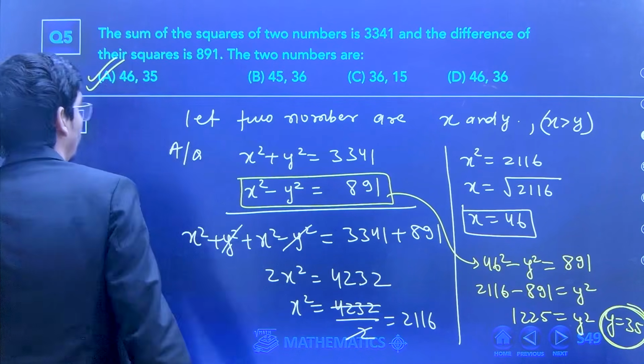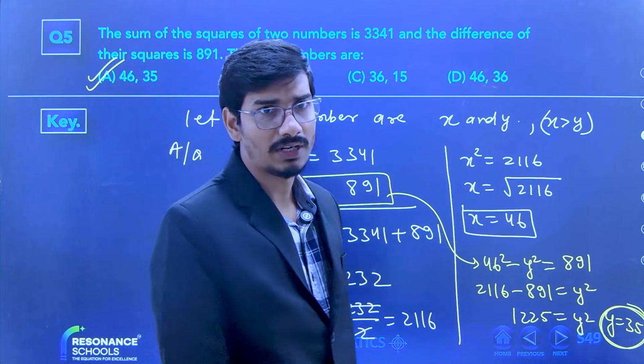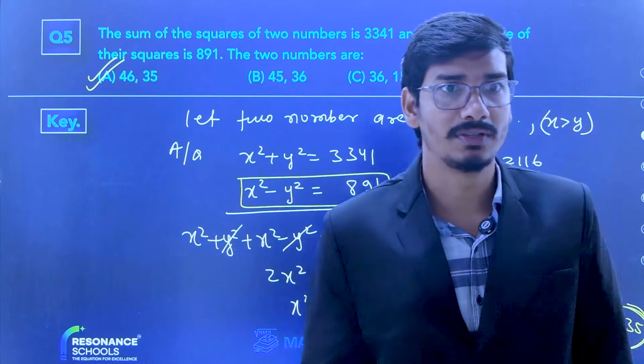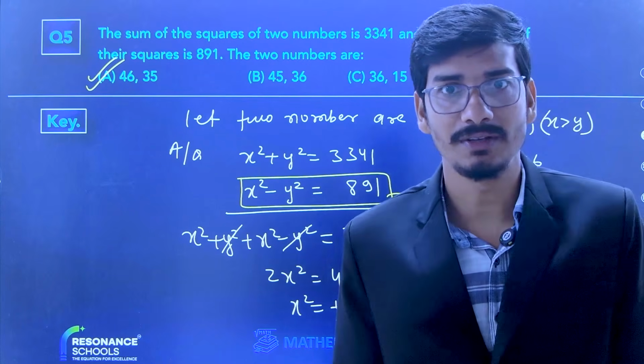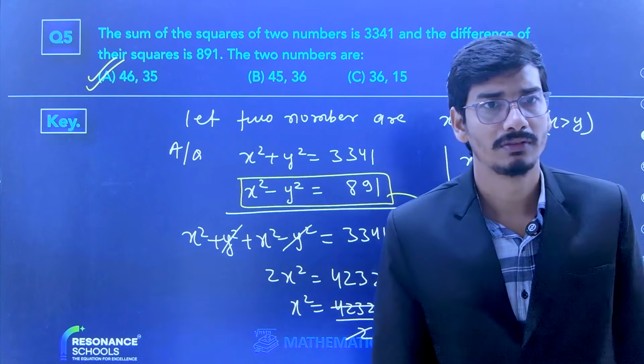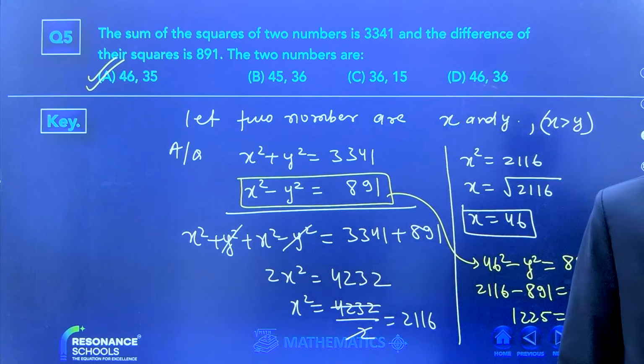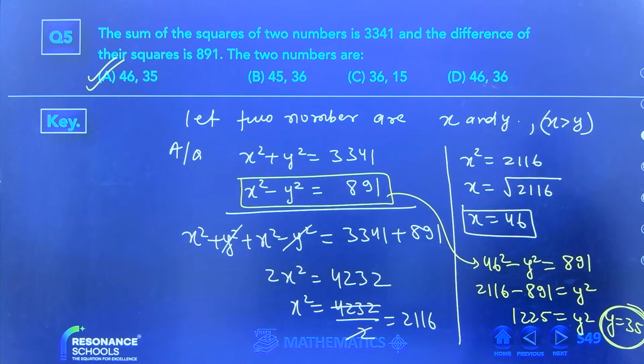Option A. Now try to understand this concept. Now all of you take a screenshot of this question. Beta, in the question it's given the difference of their squares is 891. Now all of you take the screenshot fast.